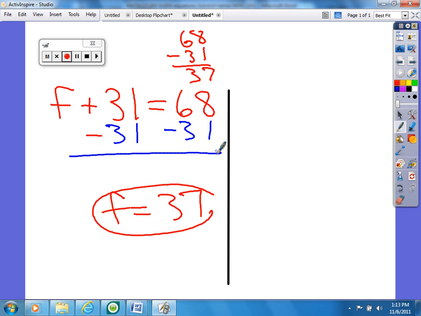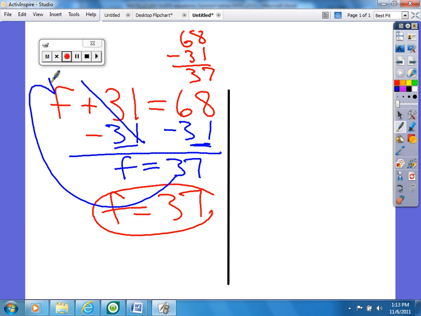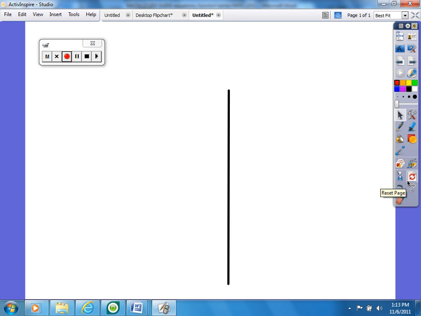So there's my inverse operation. When I do this, that cancels out to 0. F is left. I get my answer, and there it is. Then go back, check it, and I'm right. Now, I'm not going to worry about multiplication and division today. I'll do that later. This is enough for the students.